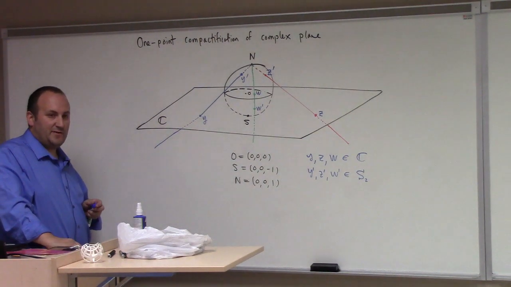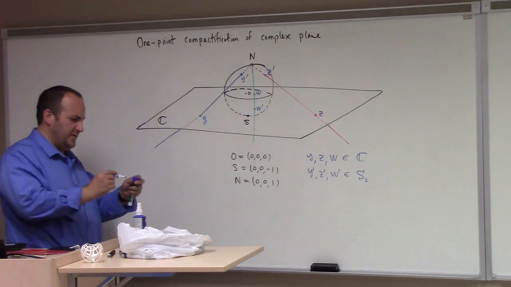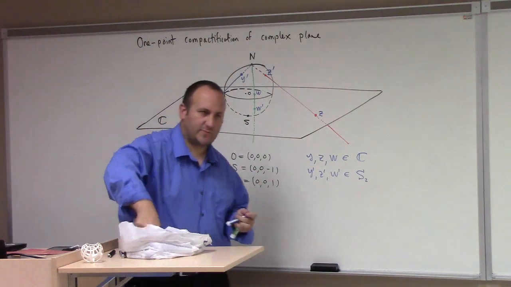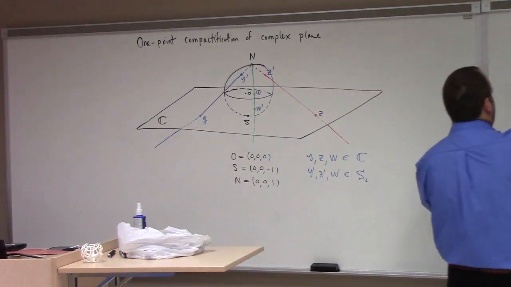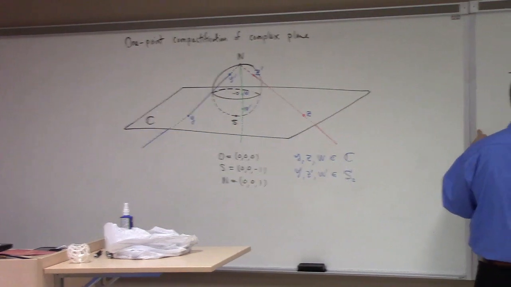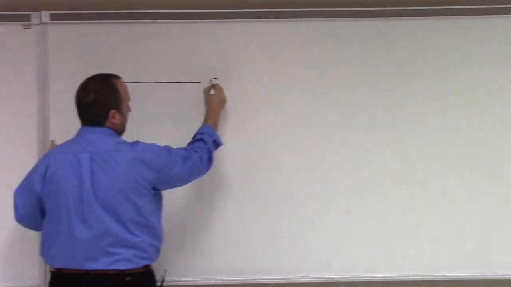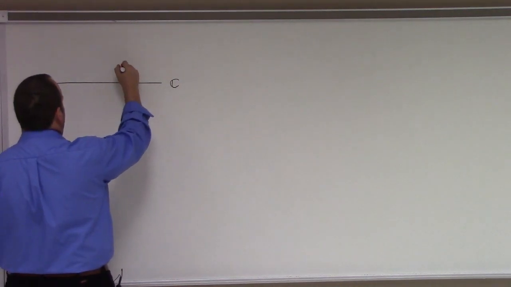So despite my poor artistry, I know a way we can make this more precise. How about this? What if I draw the picture like this? Here's the complex plane, and let's just look at a cross section. I can draw circles better than I can draw spheres.